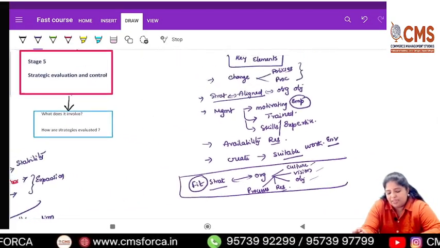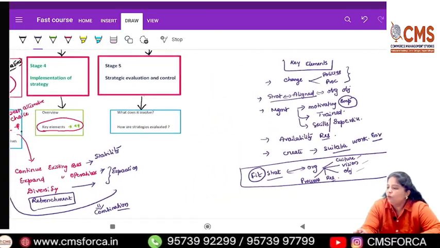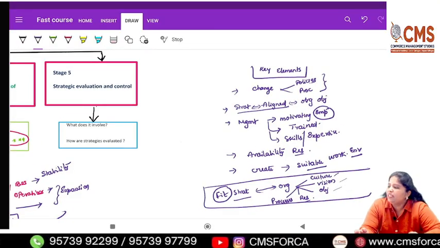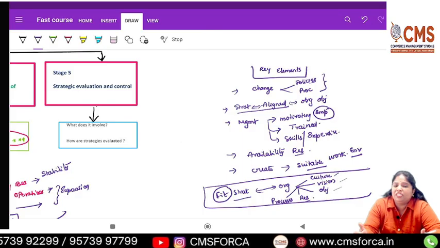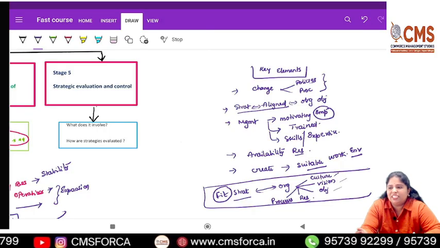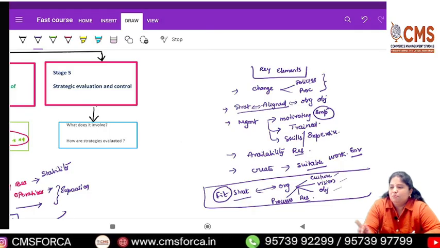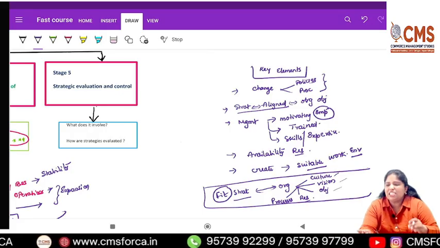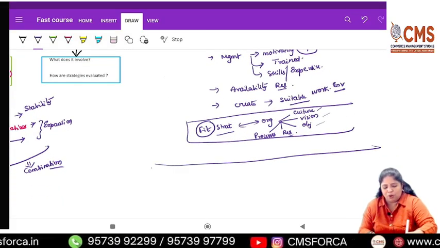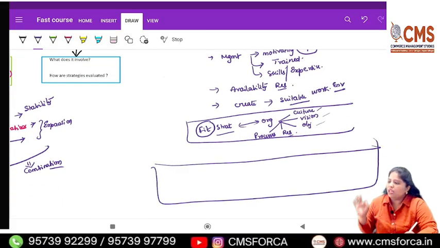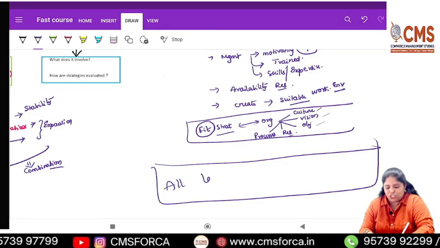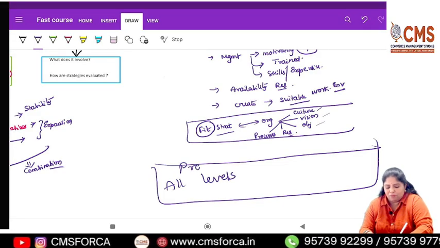So this comes under stage 4 of strategic management, where we have spoken of what are the key elements that make your implementation go successful. And who are responsible for implementation? Middle and low level managers, but ideally we have to mention, not to ignore this point again, allow all levels to participate in implementation. We have to ensure participation from all levels.